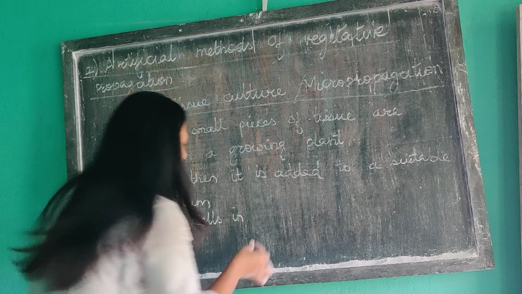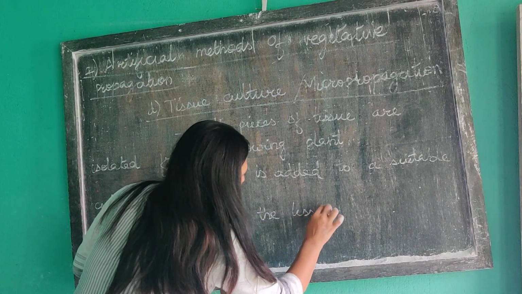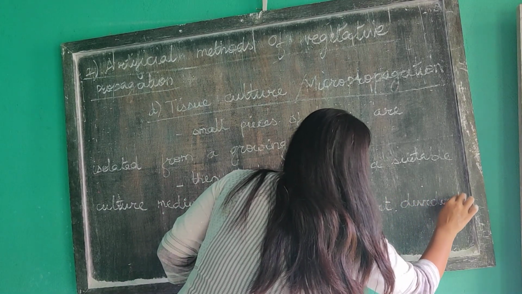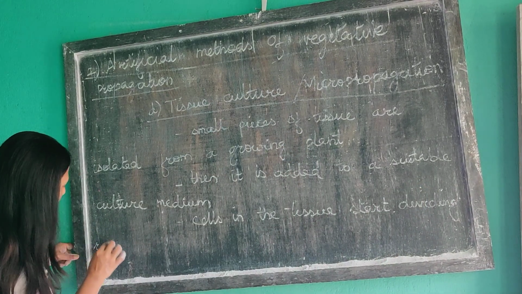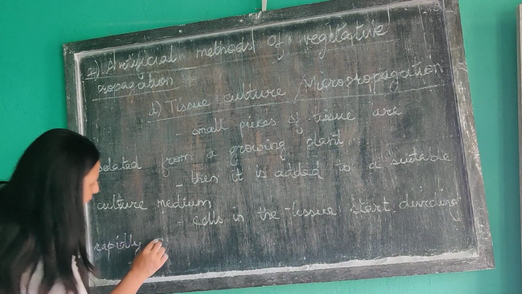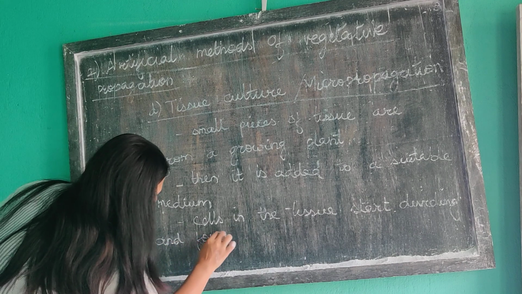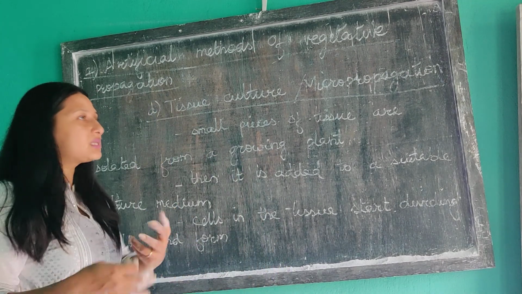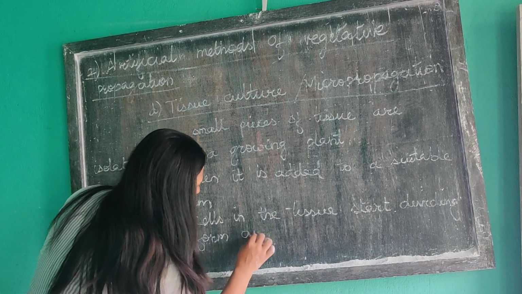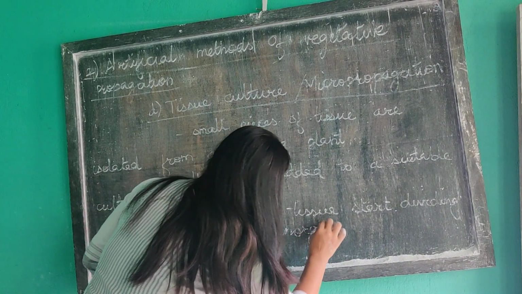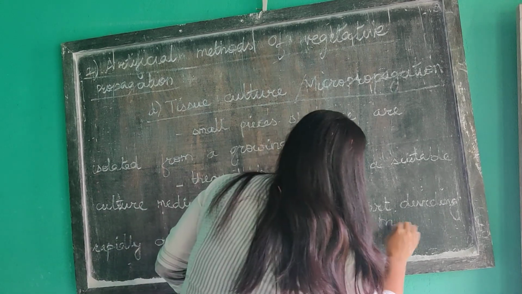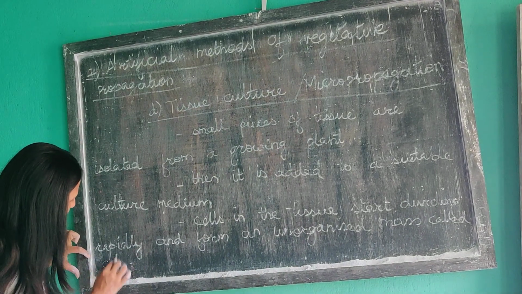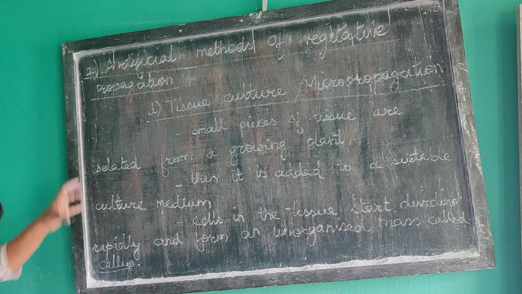So when the tissues are added to the suitable culture medium, the cells in the tissue start dividing rapidly. Rapidly divide हुन्छ यिनीहरु एकदम छिटो. Rapidly and form a mass. Okay, and form an unorganized mass called callus. So first tissue nikalcha growing plant बाट, then it is added to the culture medium.